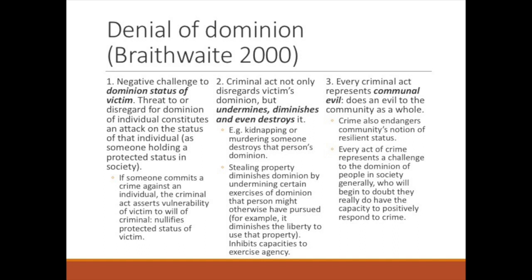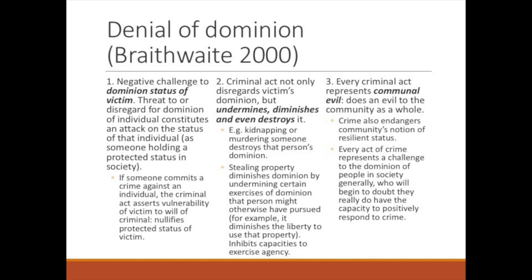And the third consequence is that every criminal act also represents a communal evil. It does wrong to the community as a whole because it endangers the community's notion of its own resilient status. It's a threat to that status.